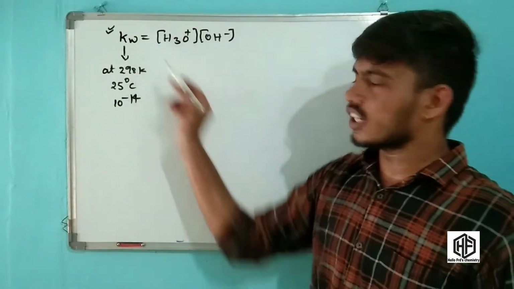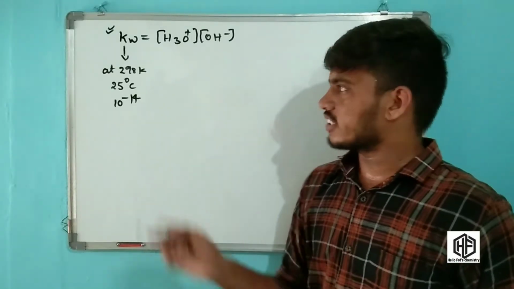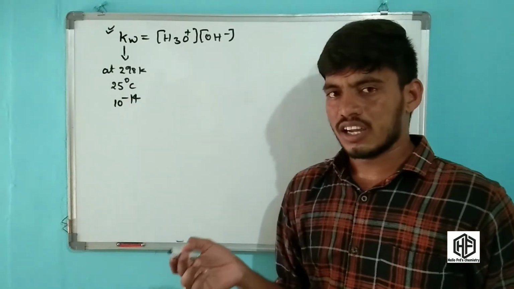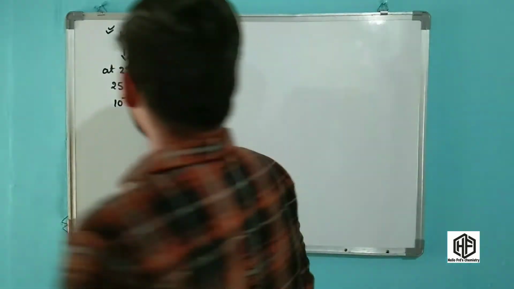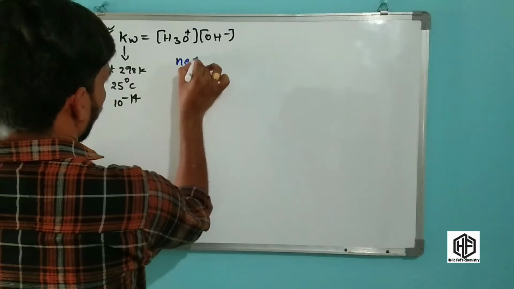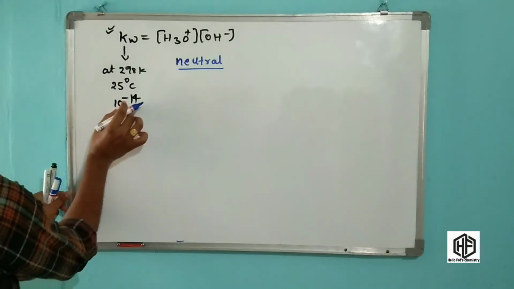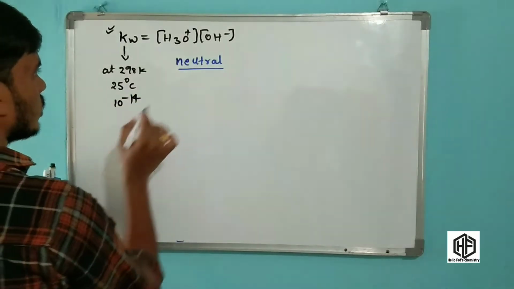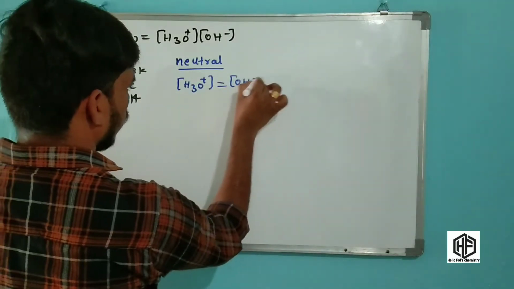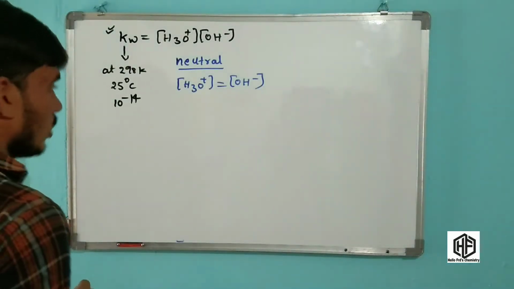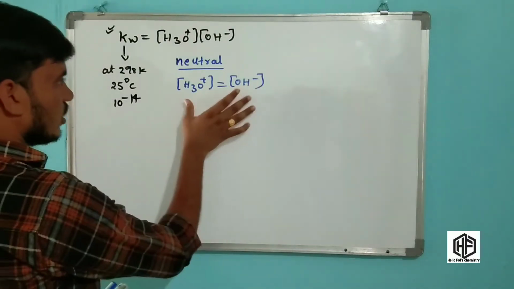In the ionic product of water, Kw is equal to the concentration of hydronium ion into the concentration of OH minus ion at 298 Kelvin, that is room temperature. This value is 10 to the power of minus 14. Now what happens in a neutral solution? In a neutral solution, the concentration of hydronium ion is equal to the concentration of hydroxide ion. This is the neutral solution.